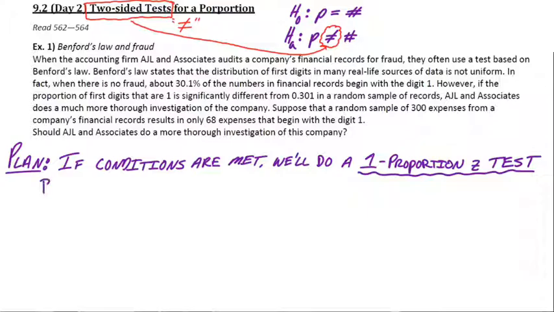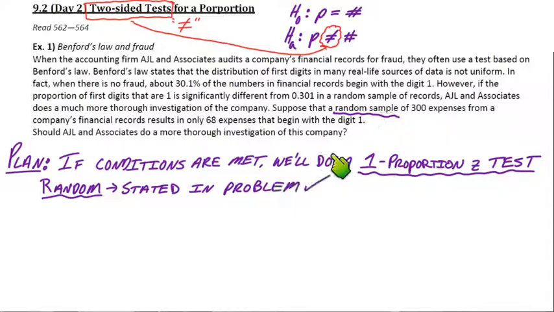The conditions, the randomness one should be pretty straightforward. I mean, it says it right there in the problem, right? They took a random sample. So we can say it's stated in the problem, check mark.